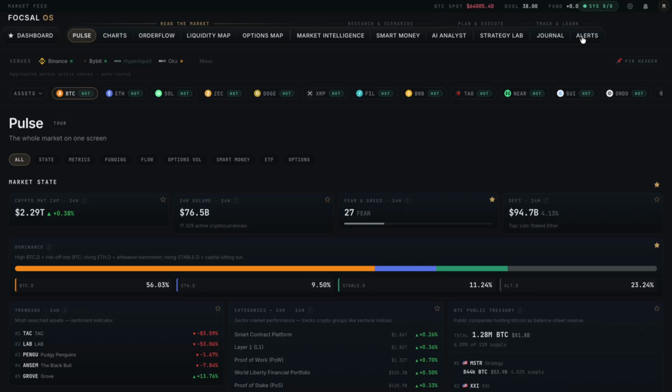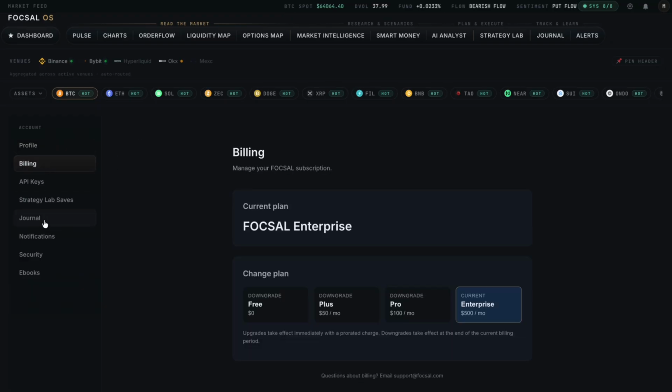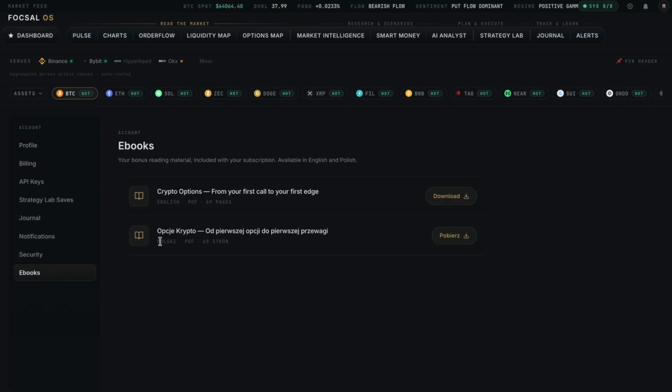Next to it, your avatar. Click it and your whole account is in one place. Profile, billing, notification settings, security, and data export. There's also something worth grabbing here, a bonus options ebook to download. If you're just getting into the options market, it's a good place to start.